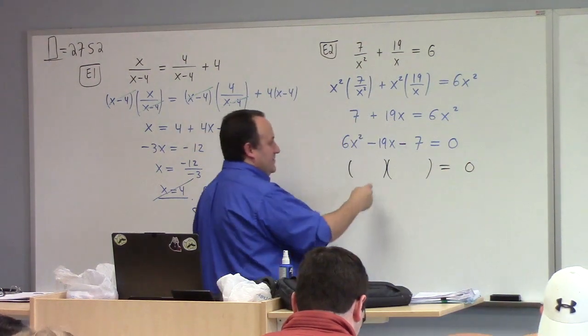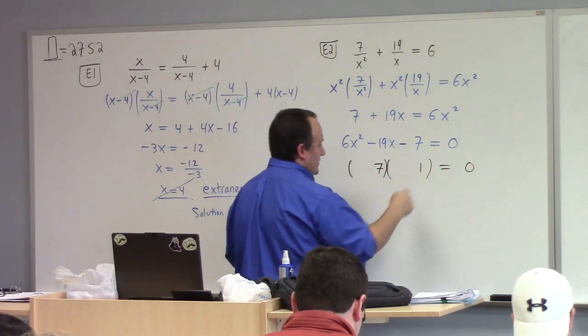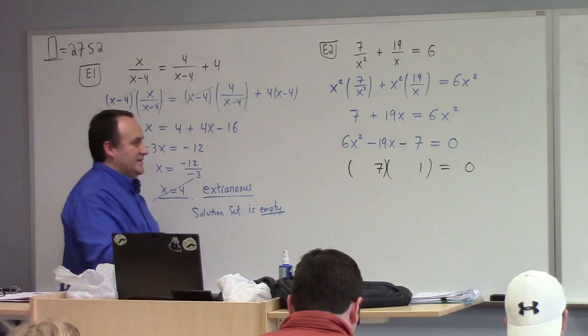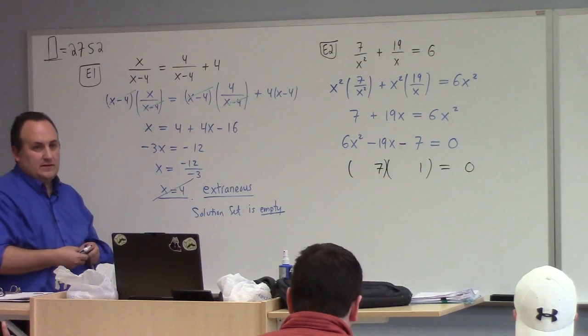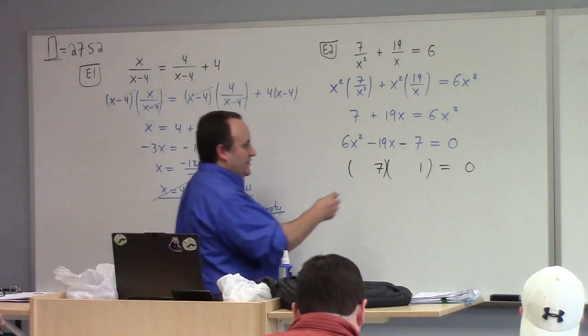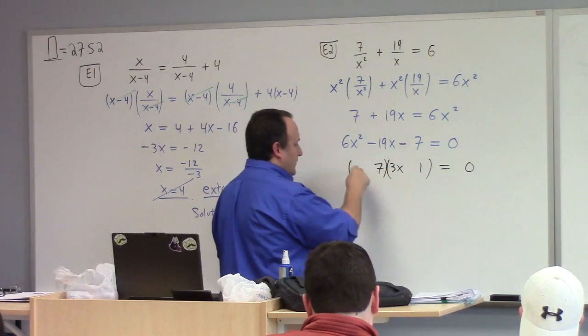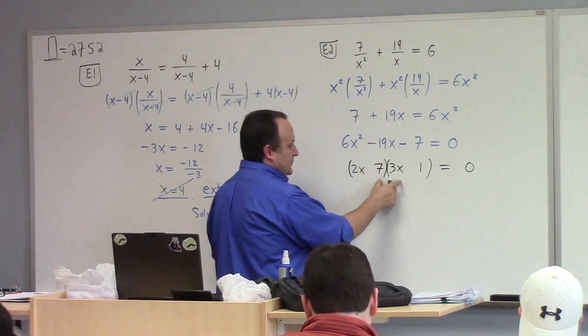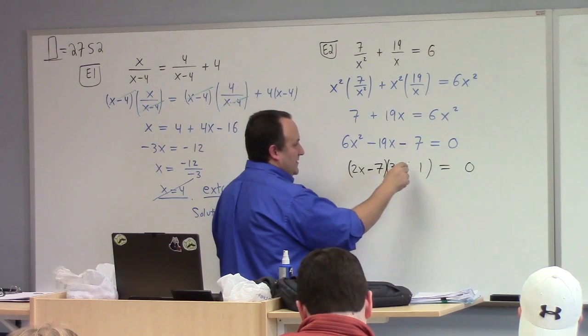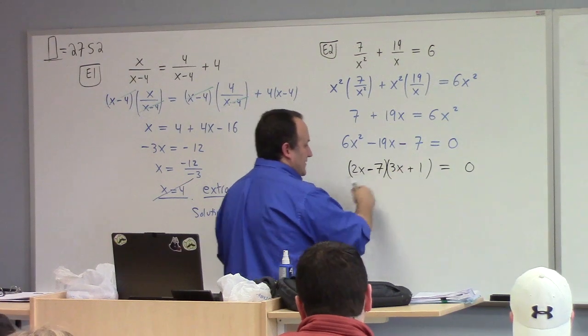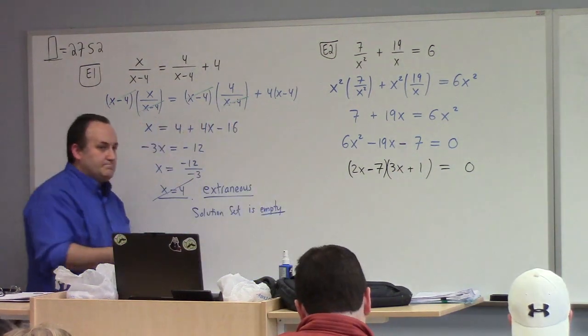So 7, I think we want a 7 and a 1. That's pretty much it. And how about the 6? I need to get a 19, right? So I'm thinking we want a 3x here, and we want a 2x there, because then I get a 21 and I get a 2. And I just need to make the 21 negative, and I make the 2 positive. So I believe that'll do it.